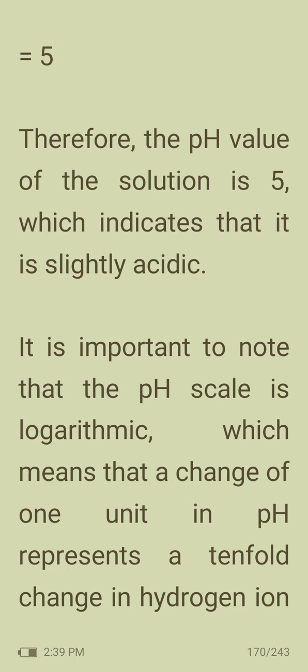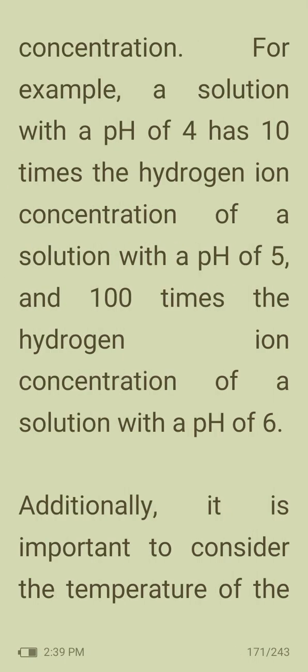It is important to note that the pH scale is logarithmic, which means a change of 1 unit in pH represents a 10-fold change in hydrogen ion concentration. For example, a solution with a pH of 4 has 10 times the hydrogen ion concentration of a solution with a pH of 5, and 100 times the hydrogen ion concentration of a solution with a pH of 6.